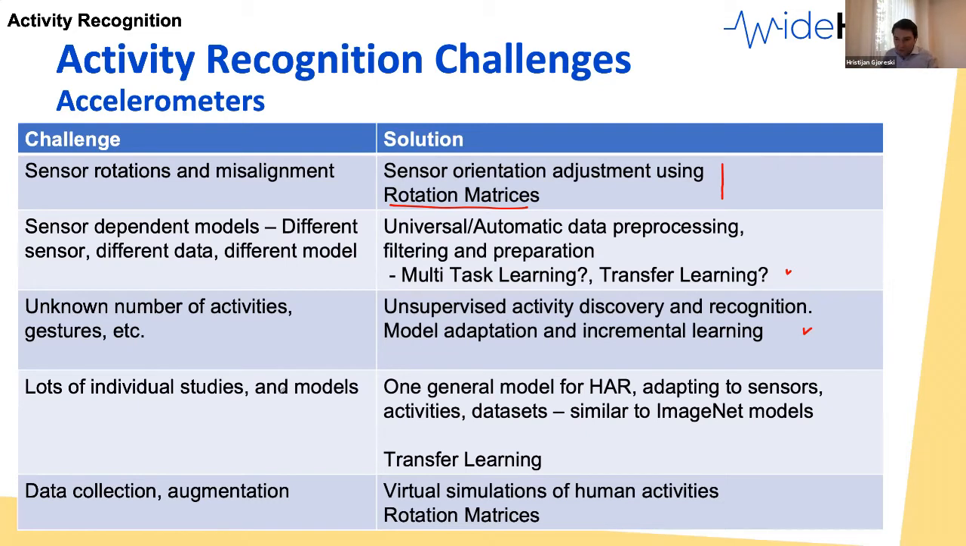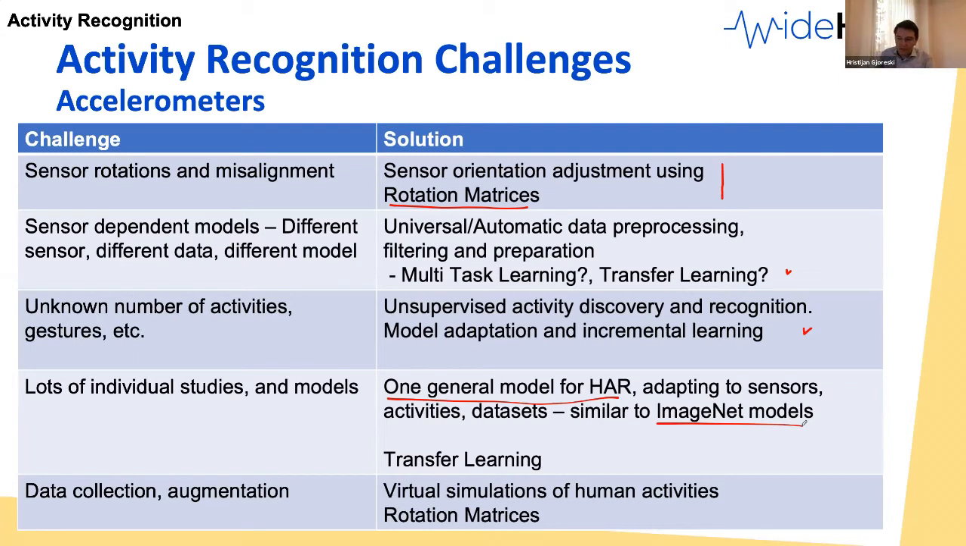Lots of individual studies, lots of models. Can we create one general model for human activity recognition? We are working with one student of mine, or partially mine, on this kind of idea, but it's taking time. So to create something similar to the ImageNet models that we have, deep learning models for images.